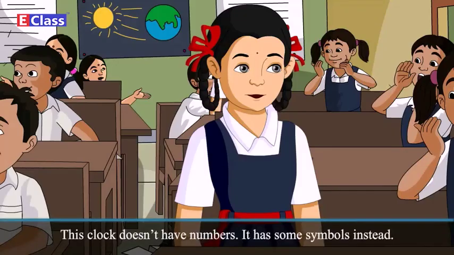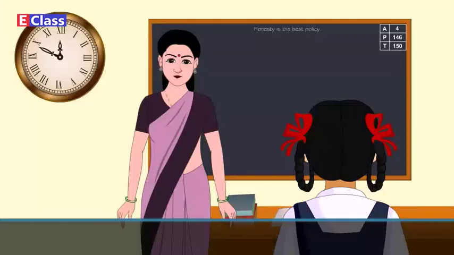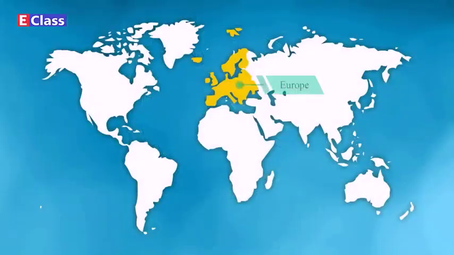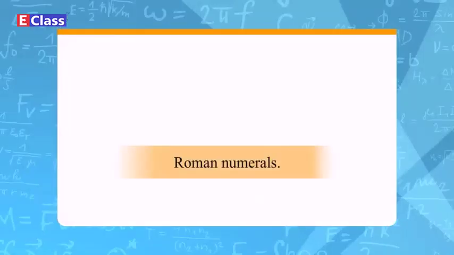This clock doesn't have numbers. It has some symbols instead. Yes, Geeta. These are Roman numerals. In Europe, in the old times, Roman capital letters were used to write numbers. That is why they were called Roman numerals.